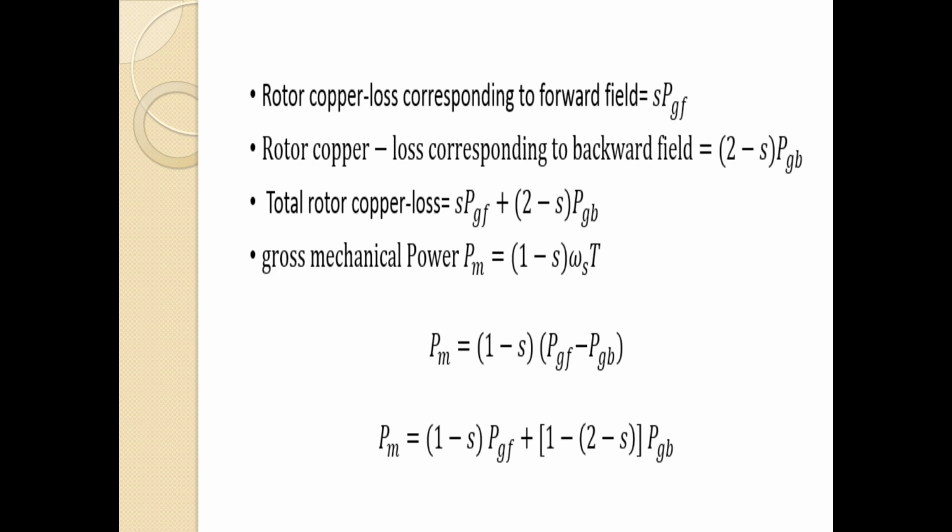Total rotor copper loss is s PGF plus 2 minus s PGB, and gross mechanical power PM is equal to 1 minus s omega s T. Then PM is equal to 1 minus s omega s, and substituting the value, PGF minus PGB, PM is equal to 1 minus s PGF plus 1 minus 2s PGB.